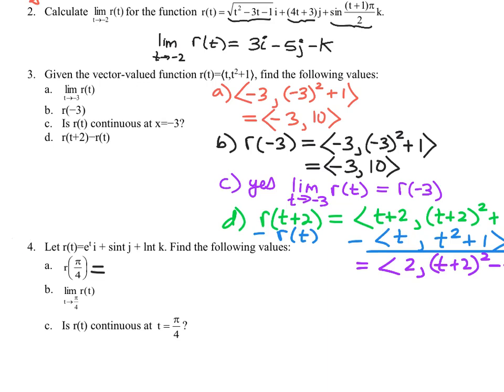Plugging in pi over 4, I'm going to get e to the pi over 4 times i, plus sine of pi over 4, which is the square root of 2 over 2, j, plus the natural log of pi over 4.